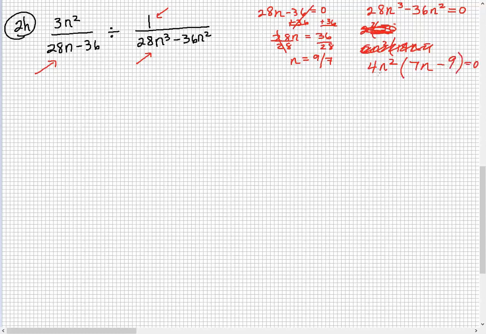Alright, did I factor this correctly? Let's see. 4 times 7 is 28 n cubed. 4 times negative 9 is negative 36 n squared. Yeah, I think I did.